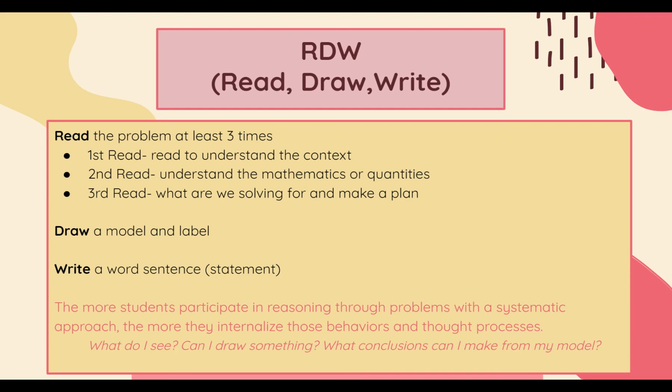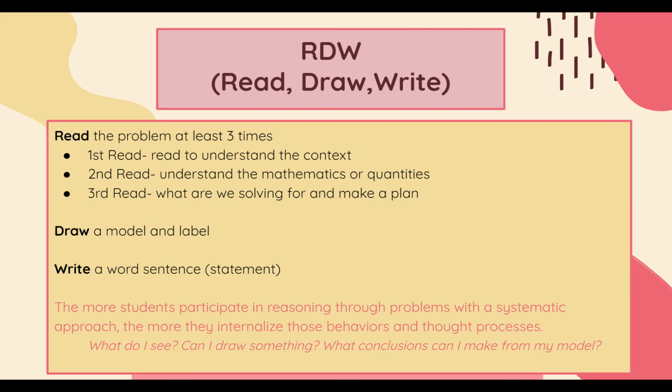the RDW. So the R is for read. We want students to read word problems at least 3 times. So the first time they read, we really want them to understand the context, what's happening in the word problem. The second read is more about the mathematics and the quantities. What's happening? What are the numbers? What do those numbers mean? What are they attached to?